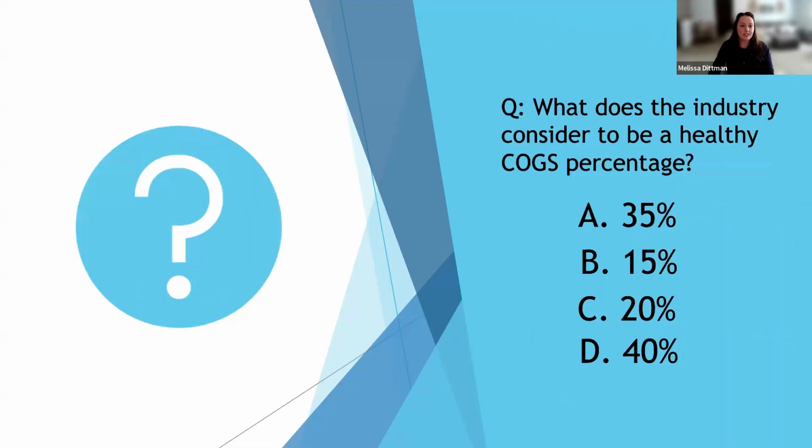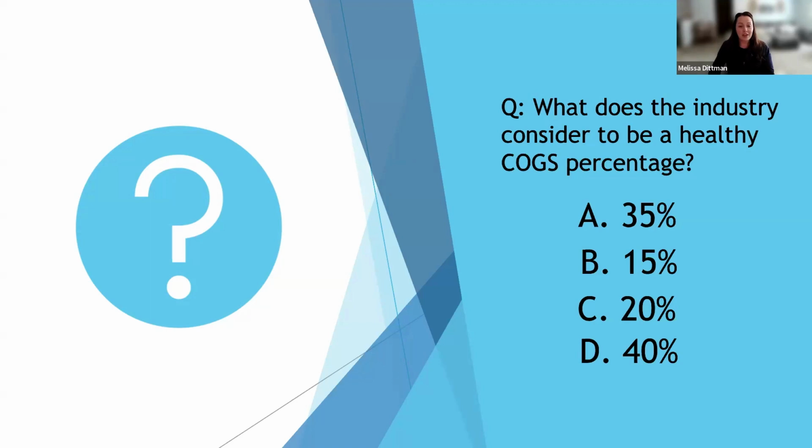Next on our list is COGS. So place your answer down in the chat. What does the industry consider to be a healthy COGS percentage? Is it A, 35%, B, 15%, C, 20%, or D, 40%? Do you have any answers, Megan? All right, if you answered 20%, you are correct.